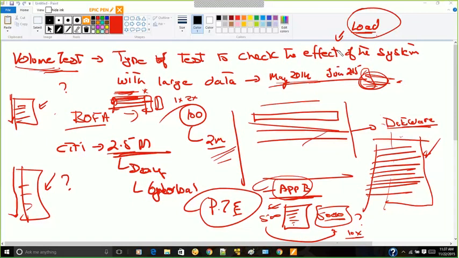But in volume test, you are going to take the load test application, but you are going to increase the data into 1x, 2x, 3x, 4x. You're seeing if the servers can handle that much data. You getting me?